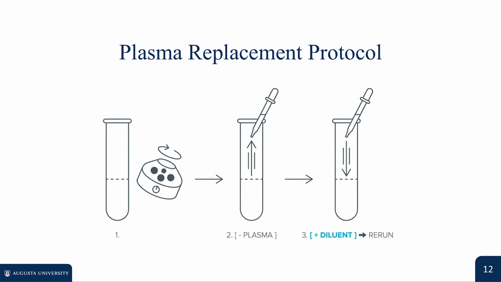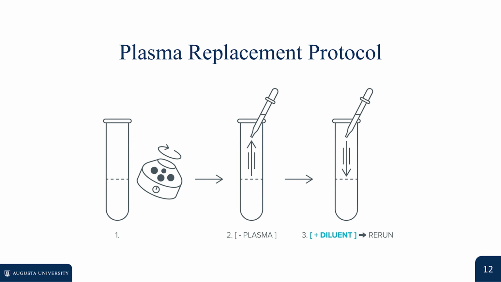To resolve optical interference from lipemia or severe icterus, we perform the plasma replacement protocol. The well-mixed whole blood sample is placed into a Wintrobe tube and centrifuged for 5 minutes at 2,000 revolutions per minute to pack the red cells. The operator marks the exact upper plasma meniscus on the tube wall, then carefully aspirates and discards the turbid plasma layer without disturbing the buffy coat or erythrocyte column.